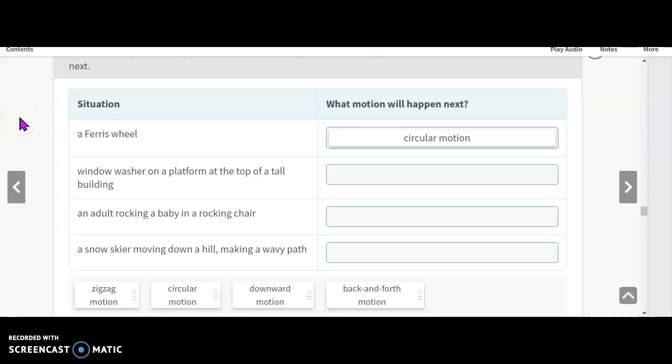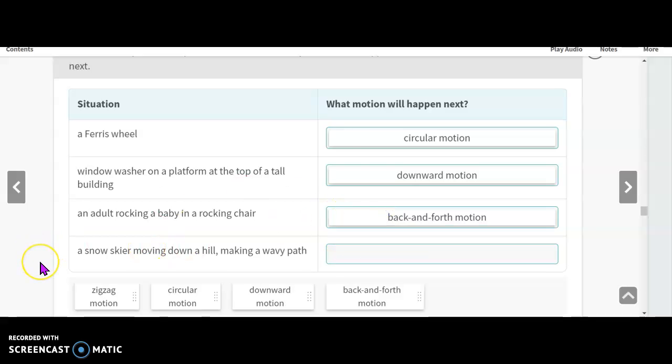What about a window washer on a platform at the top of a tall building? Imagine someone washing a window. What type of motion is that going to be? Well, it's going to be downward because they're starting at the top of the building and working their way down. What about an adult rocking a baby in a rocking chair? They're rocking. What's the answer there? What type of motion is that? Yeah, they're rocking back and forth, back and forth.